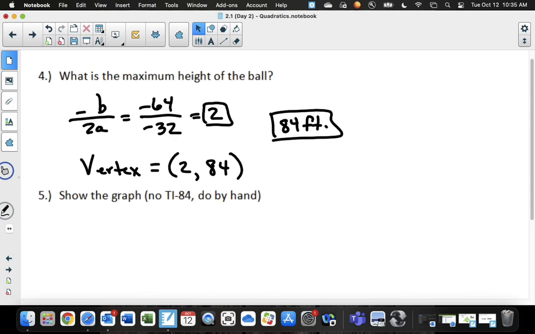What does the 2 represent in this problem? 2 seconds. 2 seconds after that ball leaves your hand, it is at a maximum height of 84 feet. Okay? It takes 2 seconds to get to that. And finally, then I asked you to sketch a graph of the process and the points and the stuff that we've already found.